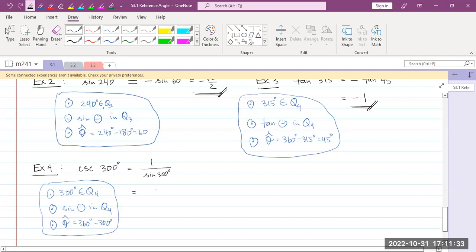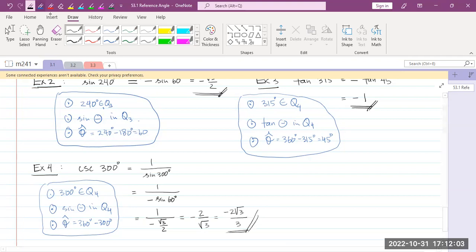So this is equal to 1 over, I will then substitute sine 300 degrees by negative, because it is in quadrant 4, sine of the reference angle 60 degrees, right? That's 1 over negative radical 3 over 2. The reciprocal of this will be negative 2 over radical 3, which rationalized is negative 2 radical 3 over 3. Okay, let's put the negative right in the middle instead. Okay, that's for example 4.